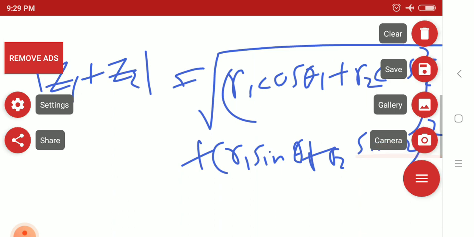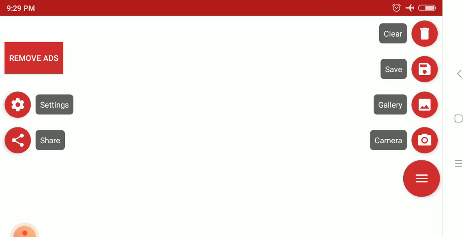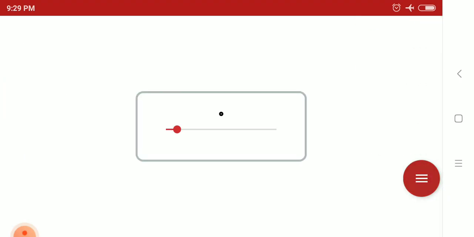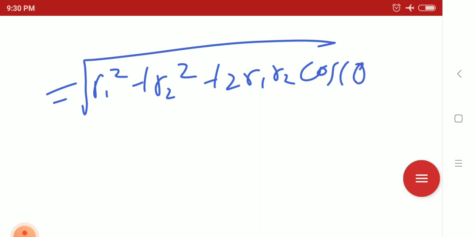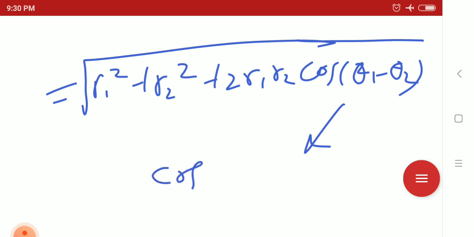Now if you expand this, after breaking the squared terms, at last you will get the root over r1² + r2² + 2 r1 r2 cos(θ1 - θ2). You will get this at last. Now cos has a limitation of value: cos(θ1 - θ2) is less than or equal to 1. θ1 - θ2 is the phase difference.